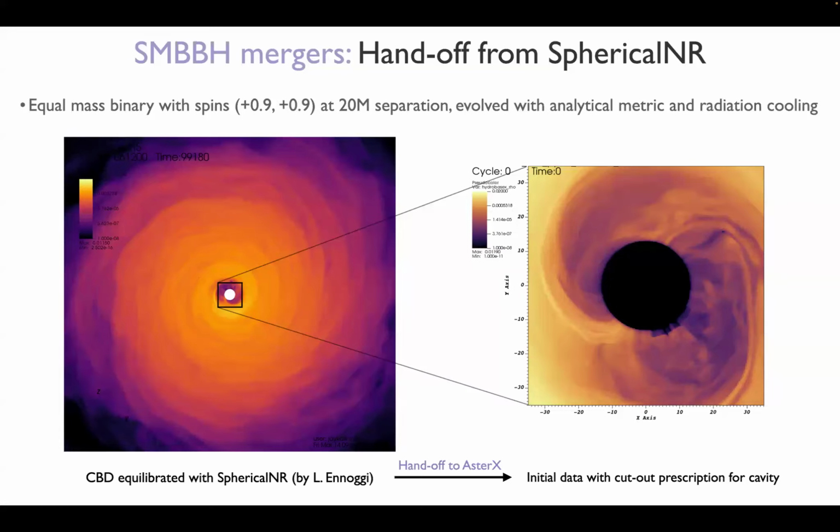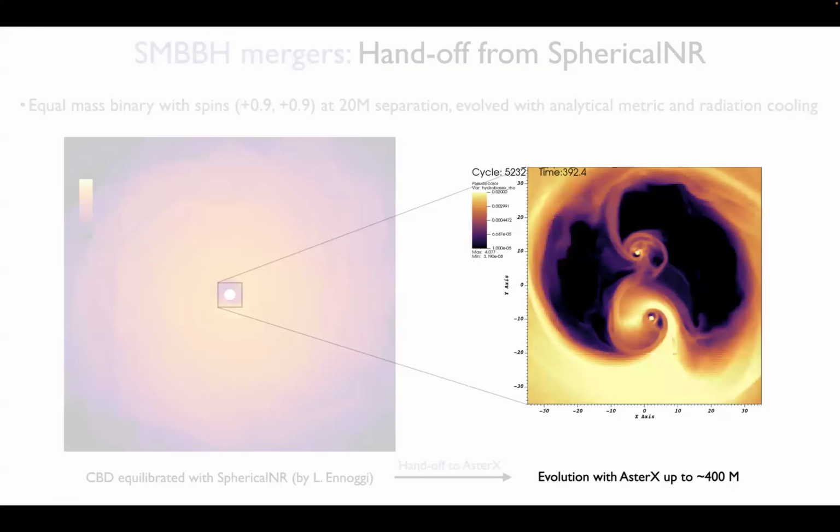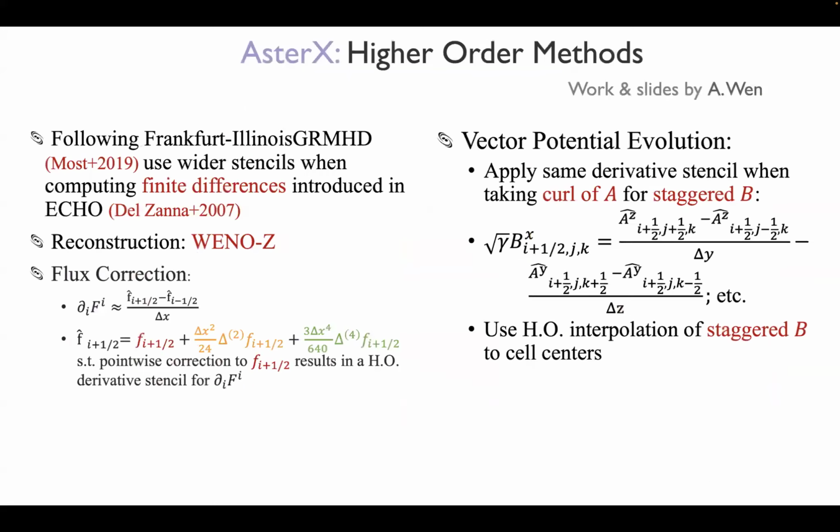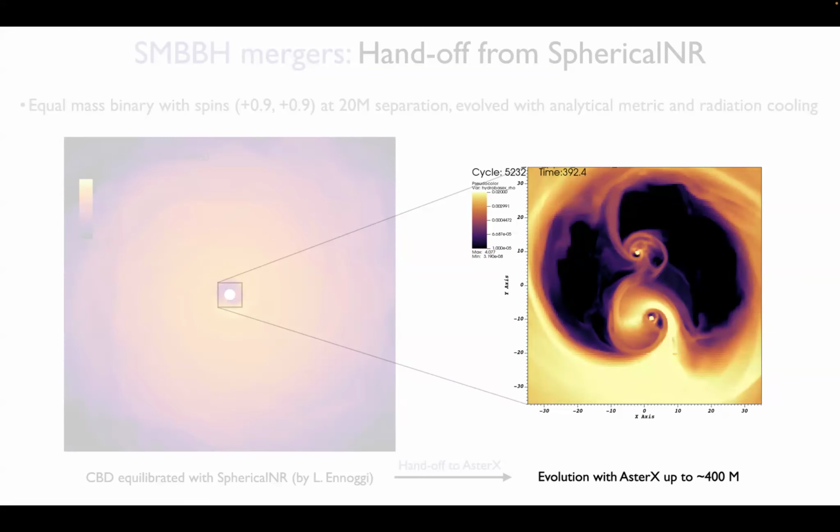Then we started to evolve this system with AsterX, and you see the streams starting to form around the two black holes, which will eventually form mini disks around these two black holes. Essentially, these are very promising LISA sources for gravitational waves, and here with AsterX we're also trying to model the electromagnetic counterparts in terms of mini disks, accretion, jets, etc.